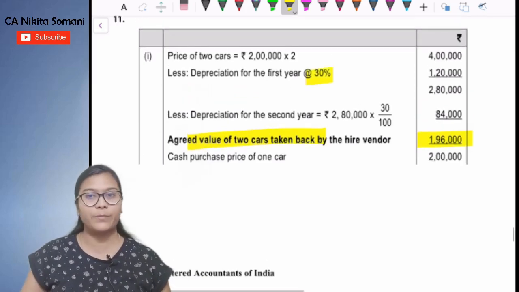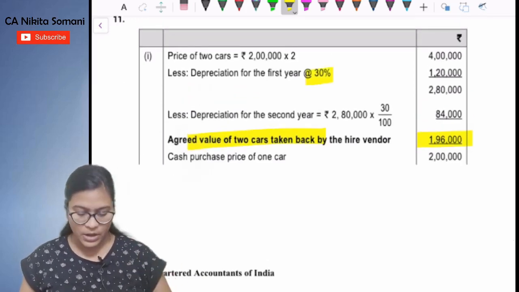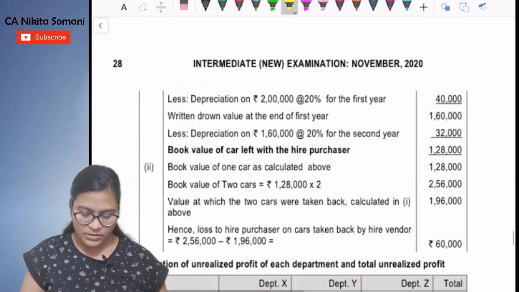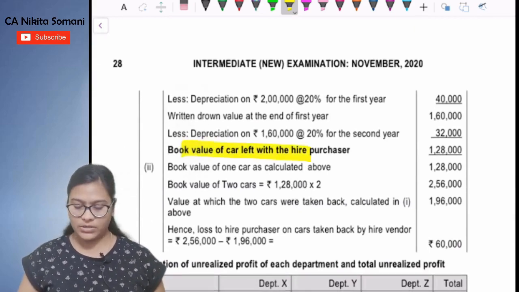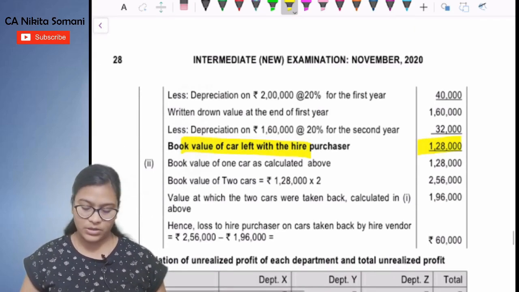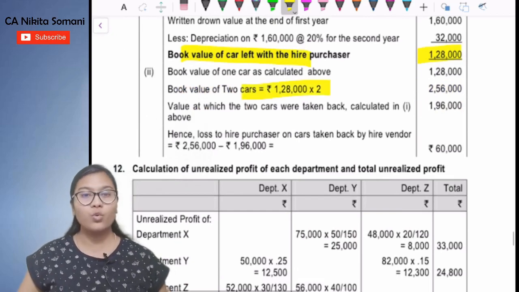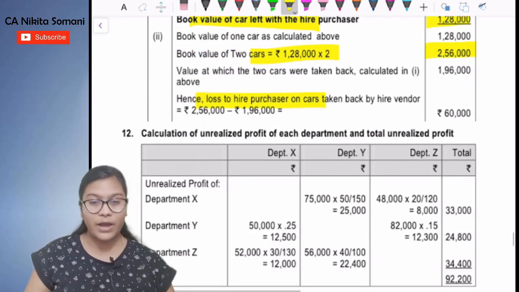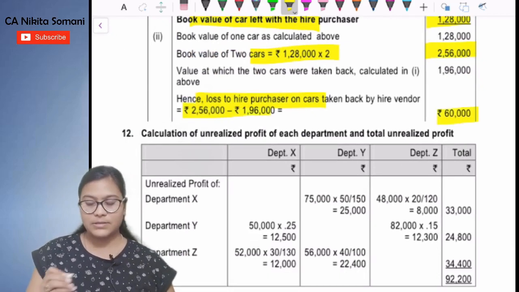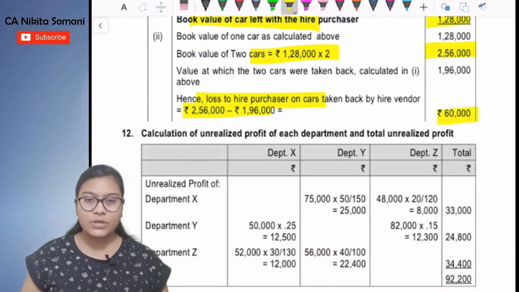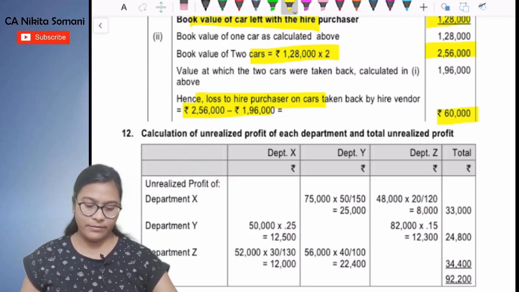They have also charged 30% depreciation for 2 years. Okay, and then this is the book value of the car left with the hire purchaser. How much is it? 1,28,000. And then we have to find out the value of the 2 cars, so that comes to 2,56,000. And there is a loss to the hire purchaser, that is 60,000. Okay, so this is the solving of question number 11.